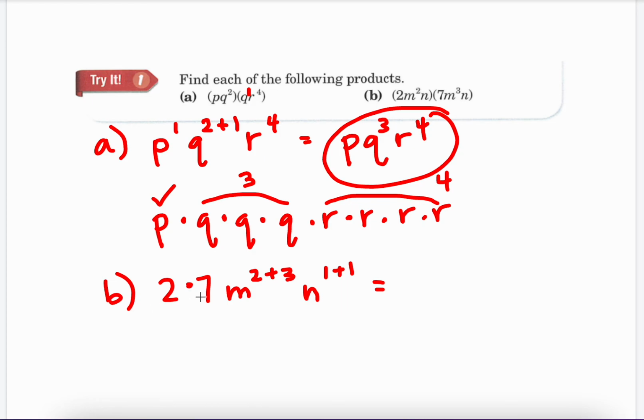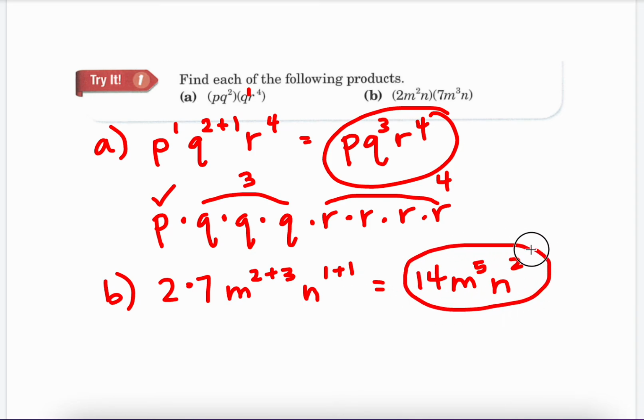So according to our shortcut, 2 times 7 is 14, times m to the 5th power, because 2 plus 3 is 5, times n to the second power because 1 plus 1 is 2. Okay, that's our answer. Let's expand that problem to check it.